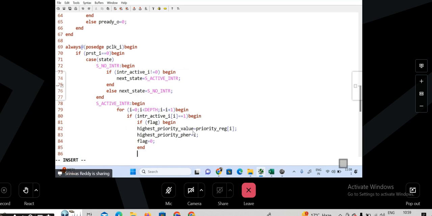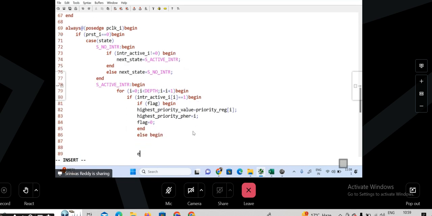Let me explain the flag operation once. Let us come to here. All these are my interrupt names, 0 to 15. This is a random interrupt value. Now in this case, I need to start with the interrupt which has the highest priority. Now these zeros and ones indicate what it is.